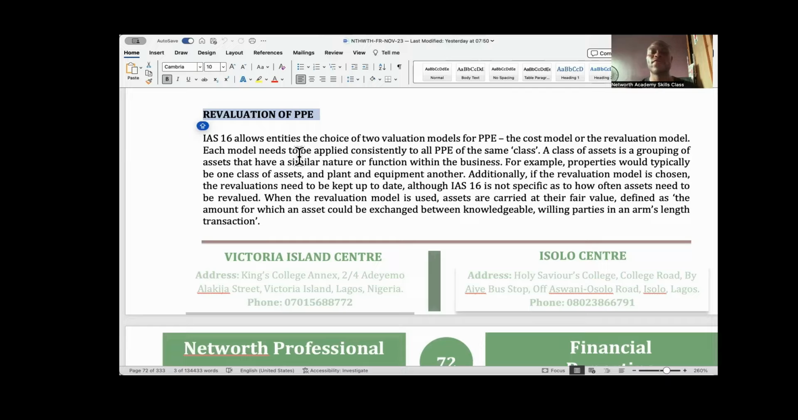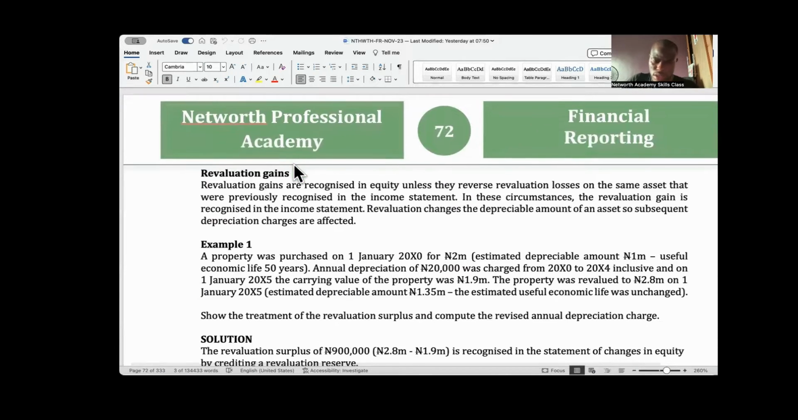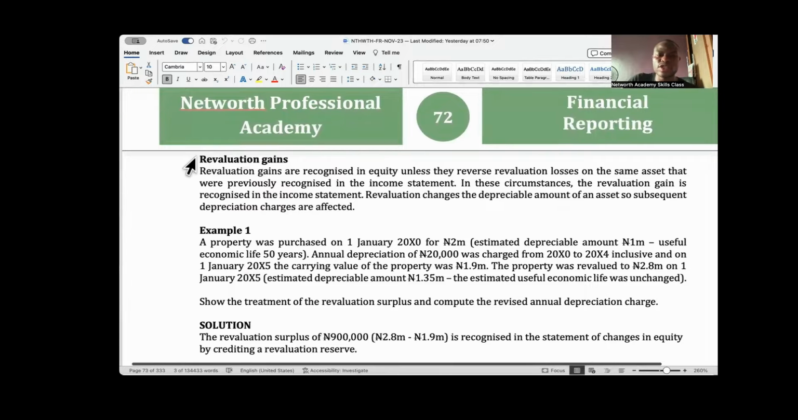However, for our exam, whenever they tell you that an entity revalues an asset, the first thing that should come to our mind is that it will result in either a revaluation gain or a revaluation loss. As a matter of principle, whenever there is revaluation, the first thing you do is to determine whether there is a revaluation gain or a revaluation loss. So let me look at revaluation gain first.